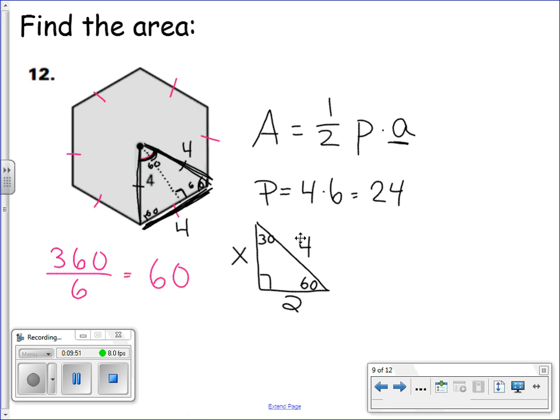I need to solve for x. One way is by using the Pythagorean theorem. A squared plus b squared is equal to c squared. In my picture, a is going to be our x. That is what we're trying to solve for. B is going to be 2. And c is our hypotenuse, which is 4.